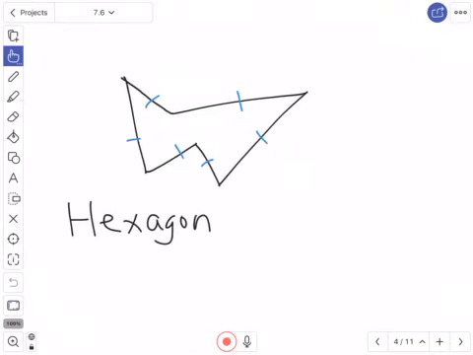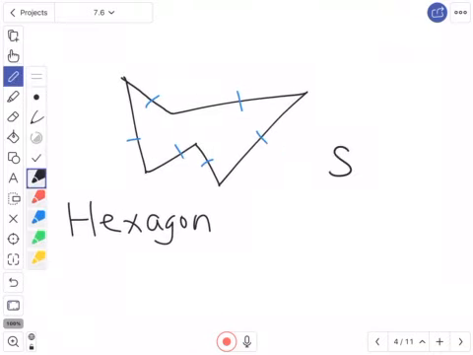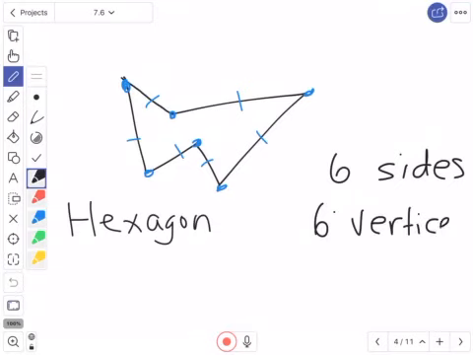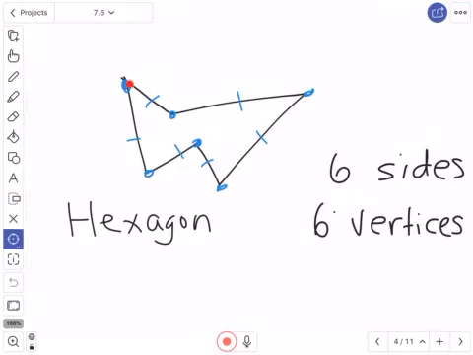Now, besides having those 6 sides, it also has 1, 2, 3, 4, 5, 6 vertices. Remember that a vertex is those corners. That's a corner, but that right there too is a corner. It's just where 2 lines come together to form a point. It has 6 of those.